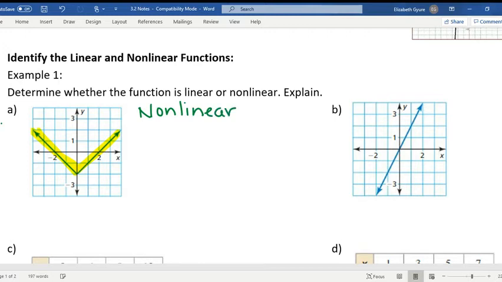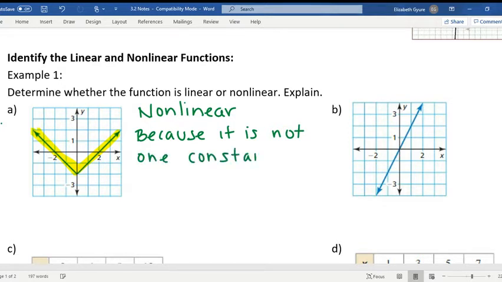And then just like yesterday, we're going to write a reason. We're going to say because it is not one constant line. It's kind of made up of little lines, one line going one way, one line going the other, but it's not one nice straight line.